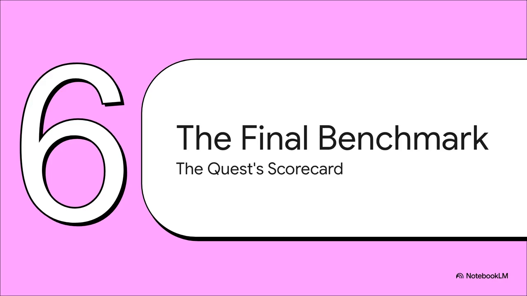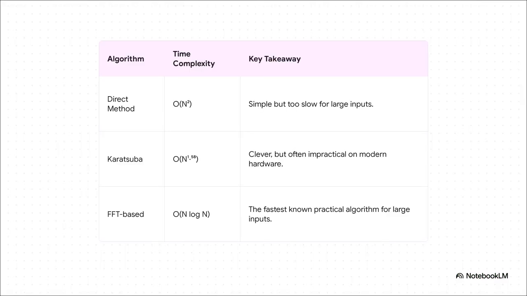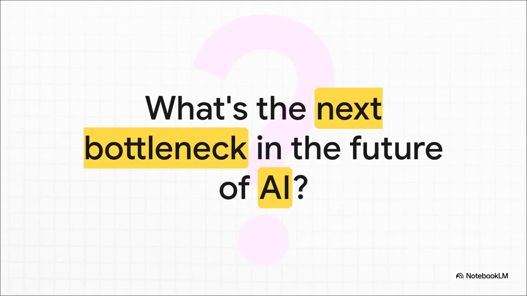All right, it's time to bring everything together and look at the final results of our quest for speed. Let's see the scorecard. And really, the results just speak for themselves. The direct method is simple, sure, but it hits a brick wall really fast. Karatsuba is a smart improvement, but like we said, often impractical. For any large-scale problem, the FFT-based method, with its incredible O(n log n) complexity, is the undisputed champion. No contest. So we did it. We found our hero algorithm and we slayed the convolution bottleneck.